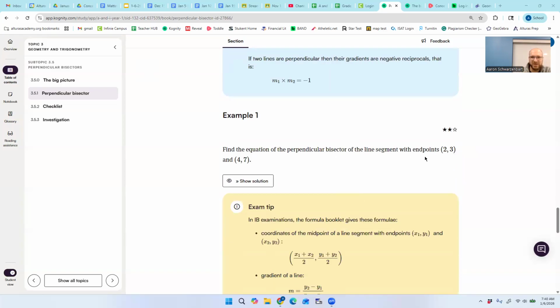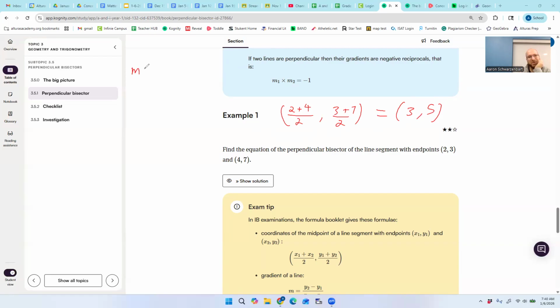So this one, find the equation of the perpendicular bisector of the line segment with endpoints (2, 3) and (4, 7). Well, first thing I need to do is find the midpoint, because I know it's going to go through the midpoint. And finding a midpoint involves averaging the x and y coordinates. I suppose I could have just looked at that. 6 over 2 is 3, or halfway between 2 and 4. So (3, 5). I know it's going to go through (3, 5).